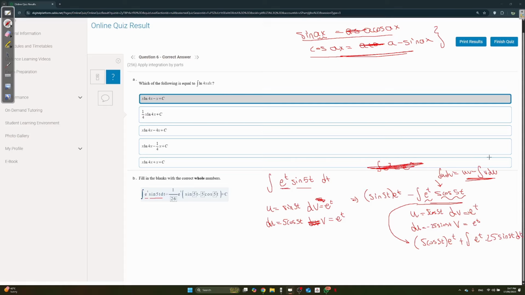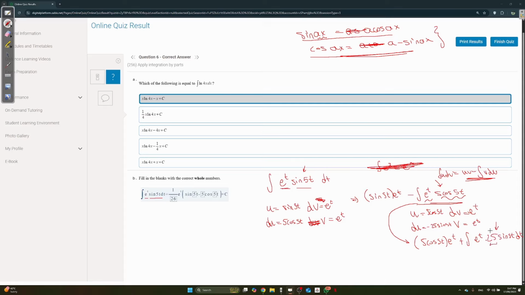So I think here you can kind of see that I have some sort of loop, right? I started with the integral of e to the t sine 5t. And again now here, I have the integral of e to the t sine 5t.